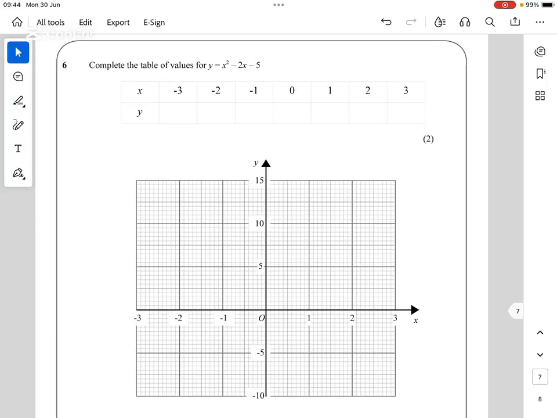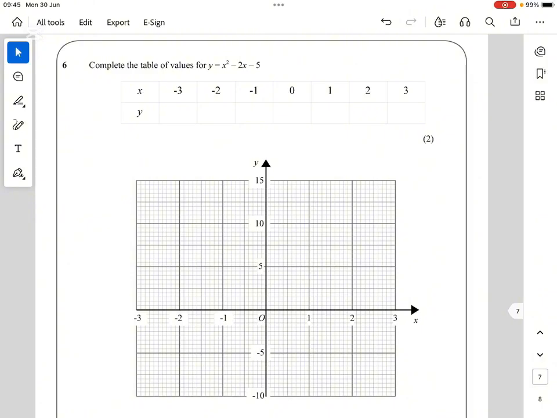Alright, we have another very interesting quadratic graph here, and we have the value of x from negative 3 to positive 3. We have to draw the graph of y equals x squared minus 2x minus 5. First of all, we need to complete the table, and after completing the table, we'll just draw the graph. Alright, so let's go right now to complete the table.